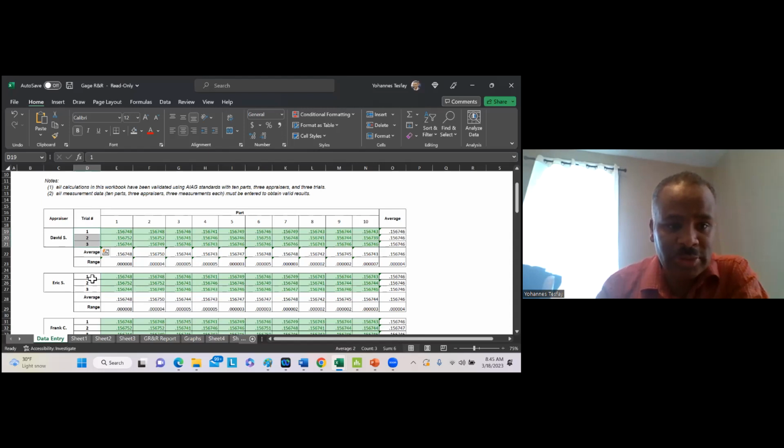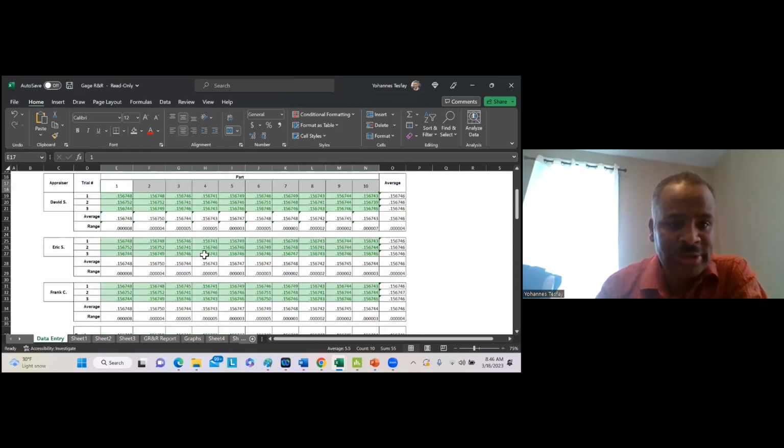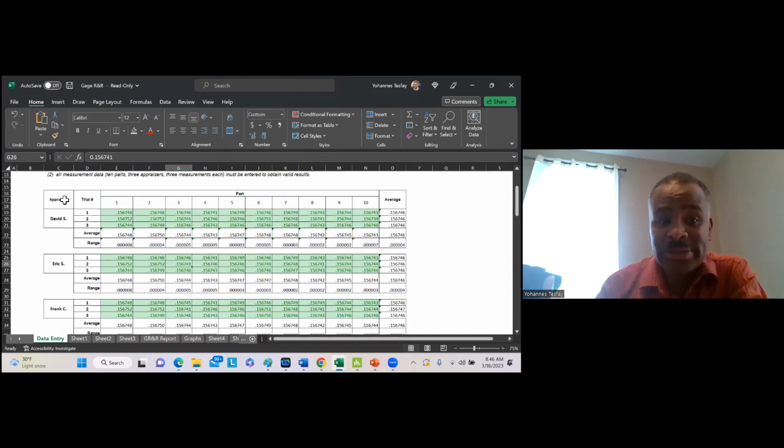Repeatability, this one. And why 3 operators? To see whether these operators are okay in using the gauge or not. So I will show you how to do this.